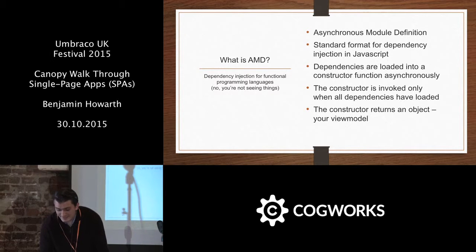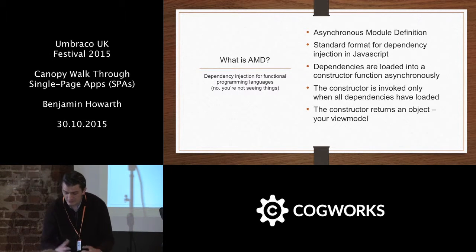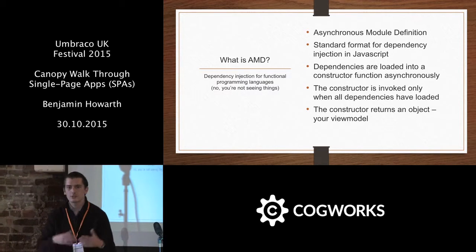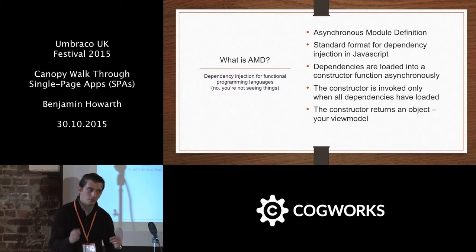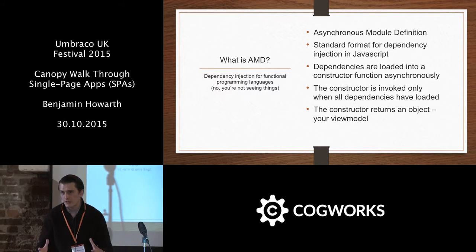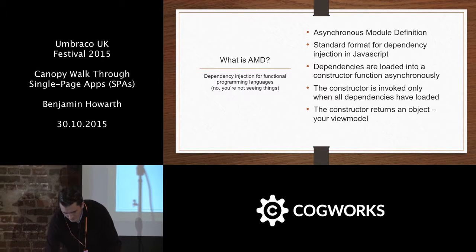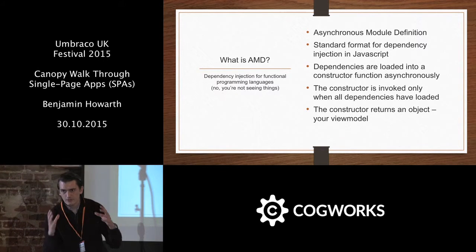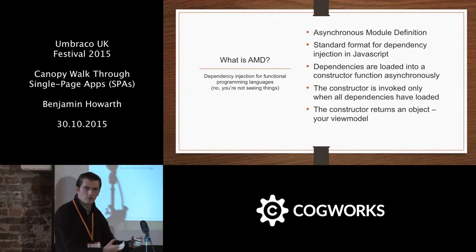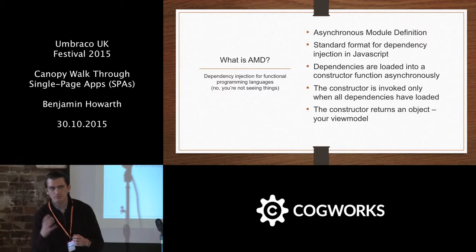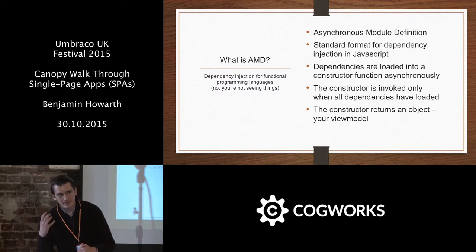So dependencies tend to be loaded asynchronously into a constructor, and then the constructor is invoked only when all the dependencies are loaded. So if you've got slow bandwidth, that's okay. Your code's not going to get run before it's ready. You don't end up with nasty race conditions or anything. And then finally, the constructor for your JavaScript module returns your view model, which is what we then use to bind to a view in Angular.js.